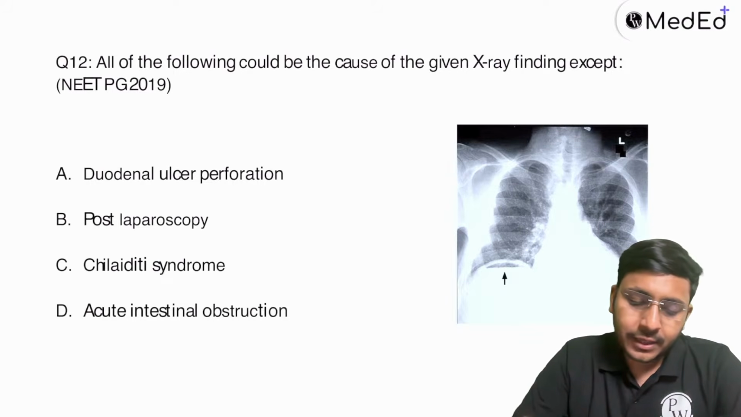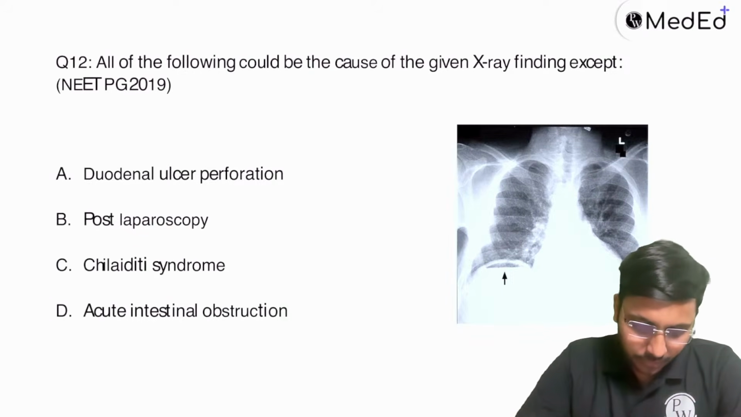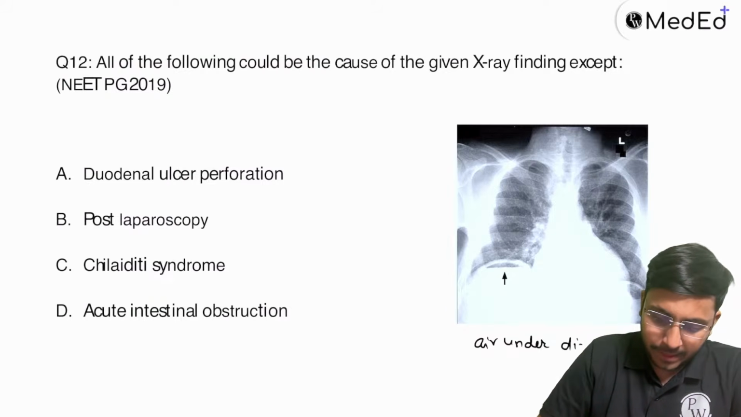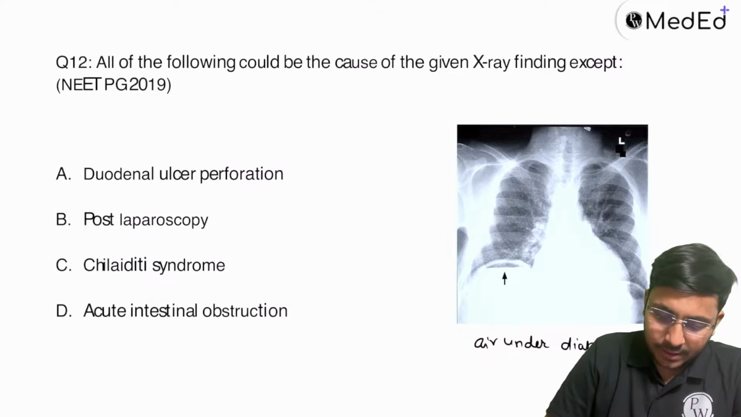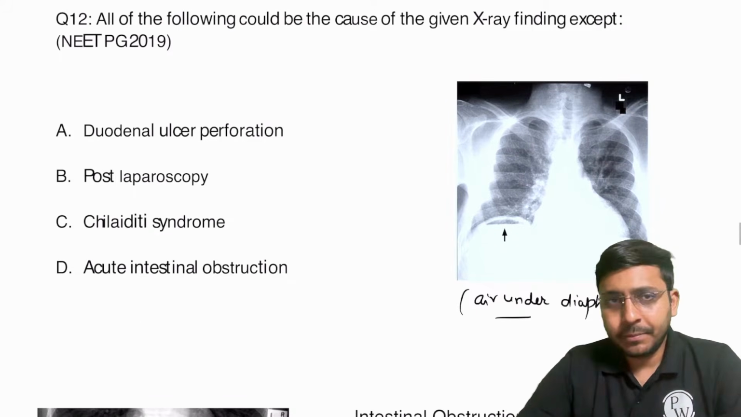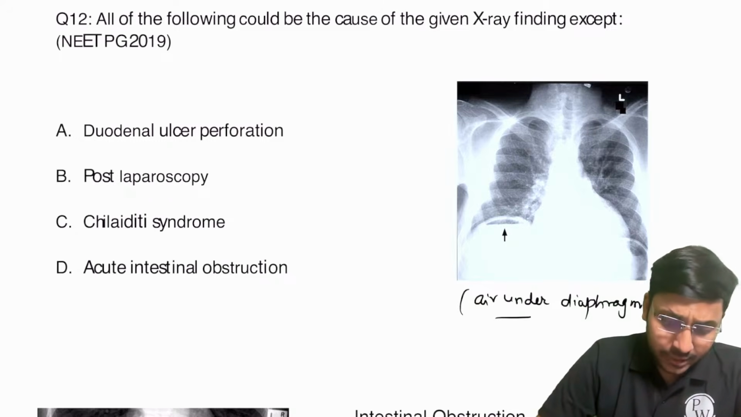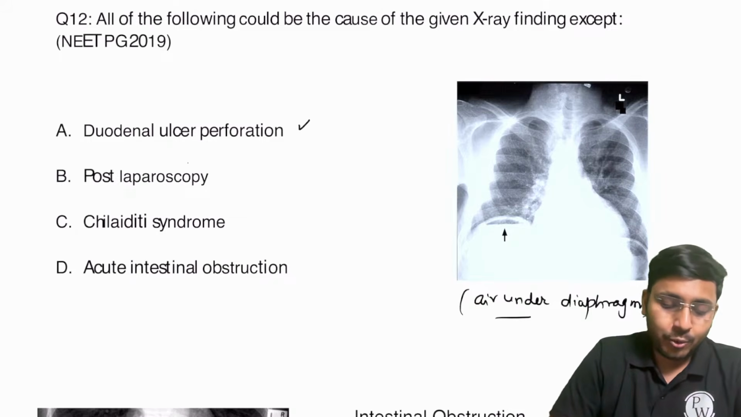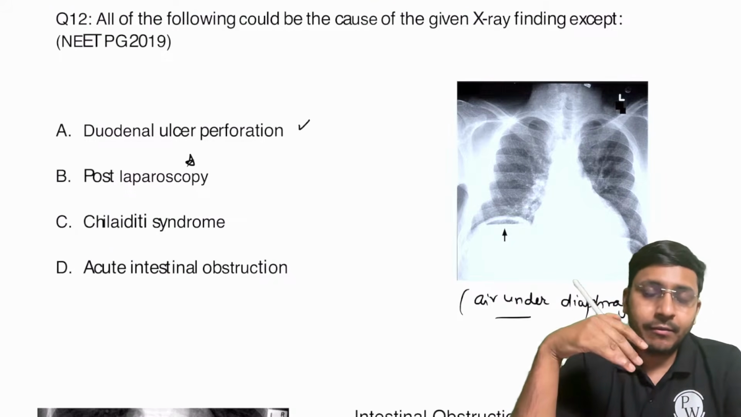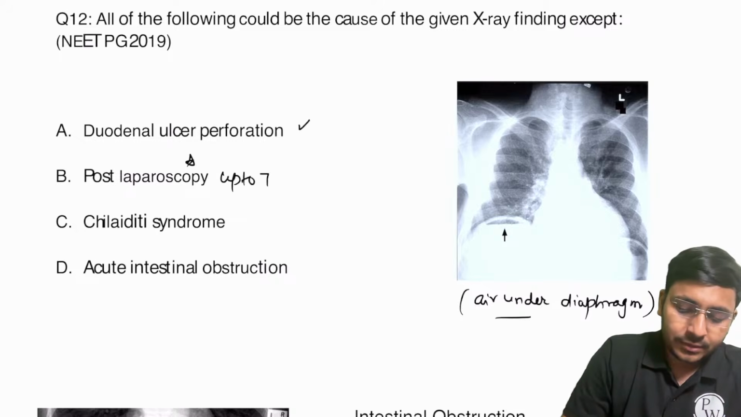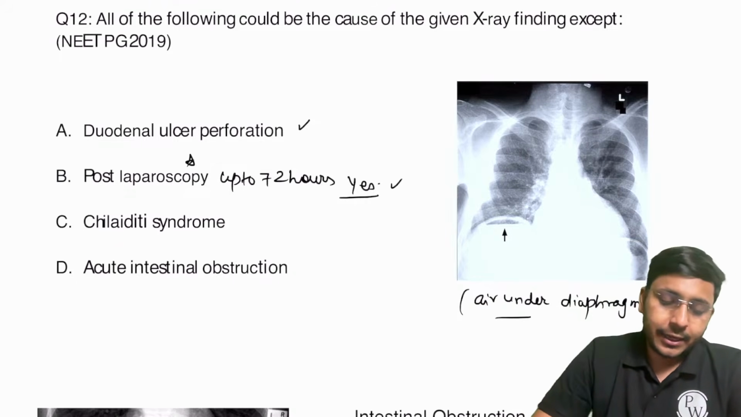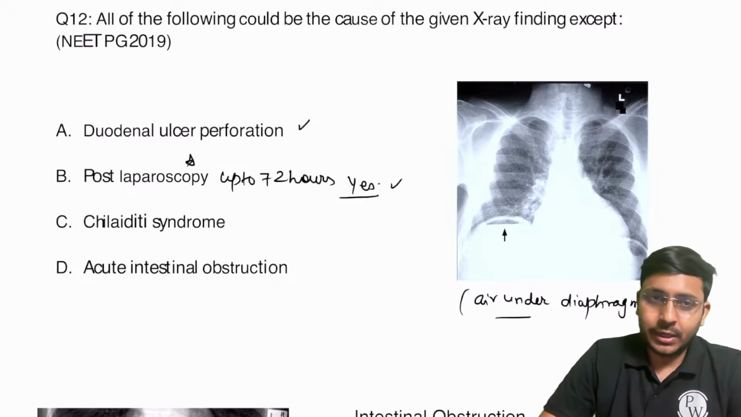Okay, now let's move on to the next question. All the following could be the cause of the given X-ray finding except. So what are you seeing? You are seeing air under diaphragm. And we know that air under diaphragm happens in pneumoperitoneum. So duodenal ulcer perforation, can it cause pneumoperitoneum, air under diaphragm? Yes. Post laparoscopy, very important. Can you see air under diaphragm post laparoscopy? So up to 72 hours, yes, you can see pneumoperitoneum. So again, this is correct. You can see air under diaphragm under post laparoscopy condition.